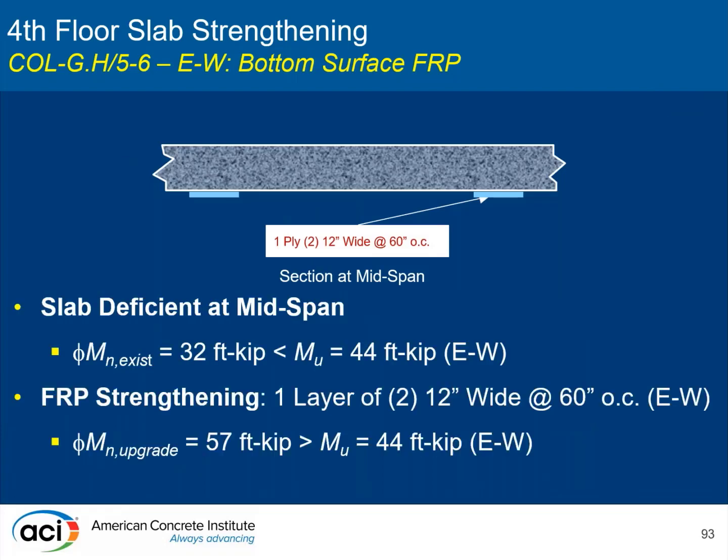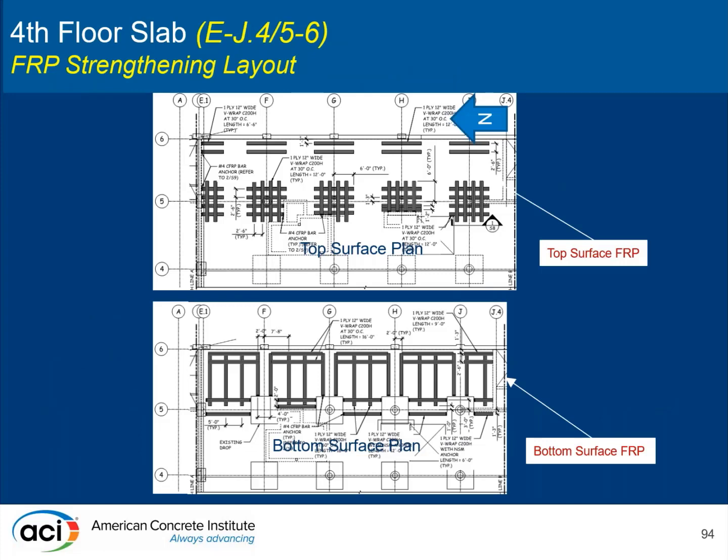Again, including the strengthening, one layer, 12-inch wide at 60 inches on center, the upgraded capacity of 57 kip-feet is greater than the 44 kip-feet ultimate moment, which again demonstrates strengthening. And so this is just a picture showing the top surface and bottom surface plan for strengthening to satisfy the requirements of the repair approach.